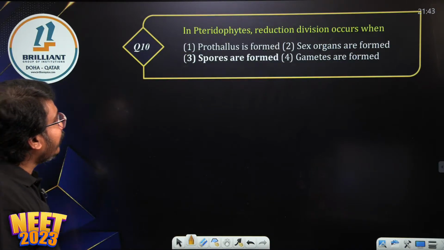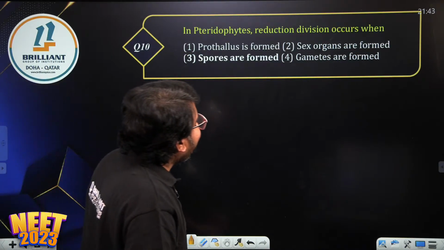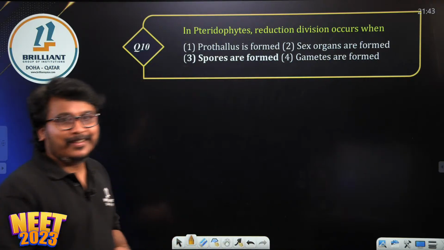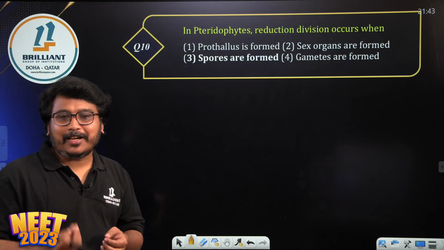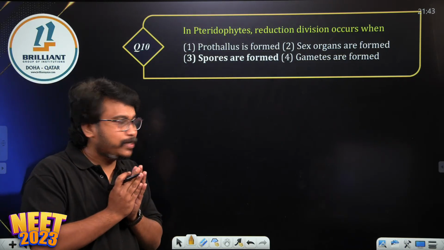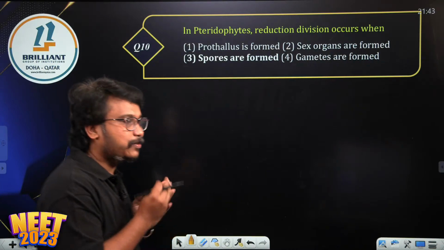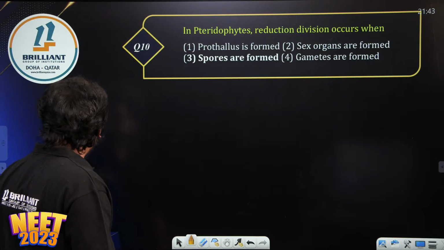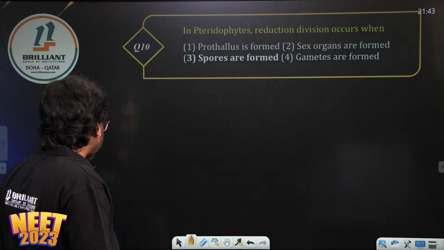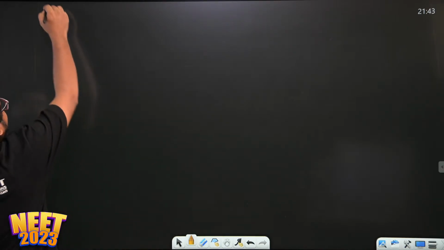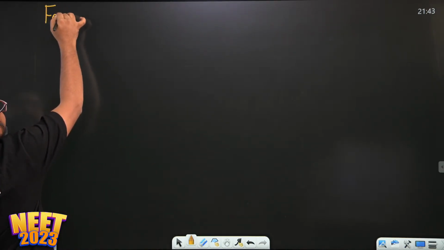Now next question, in pteridophytes, reduction division occurs when? So let's have a discussion on the pteridophyte life cycle, then we will come back to this question. So most simplified form only. Okay, when spores are formed is the answer. So let's discuss some homosporous pteridophytes. Here I am discussing the life cycle of ferns.